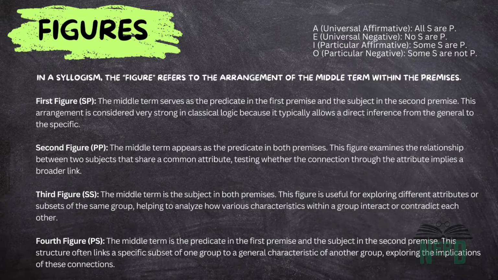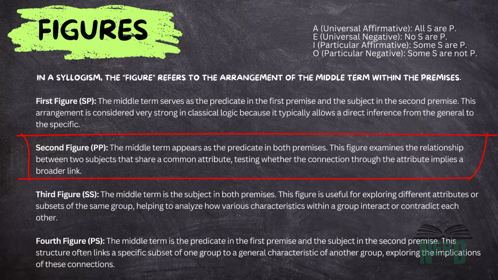Now let's talk about the figure. The figure of a syllogism depends on where the middle term, the term that appears in both premises but not in the conclusion, shows up. First figure, which is SP, the middle term serves as the predicate in the first premise and the subject in the second premise. This arrangement is considered very strong in classical logic because it typically allows a direct inference from the general to the specific.